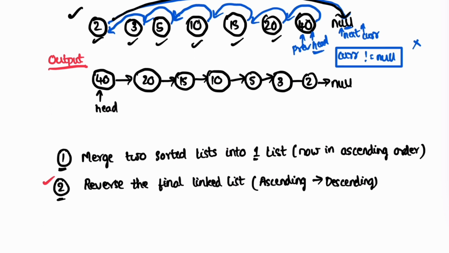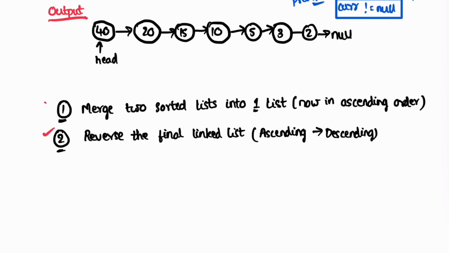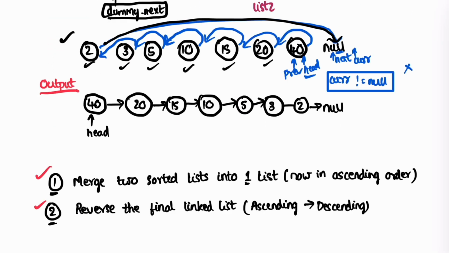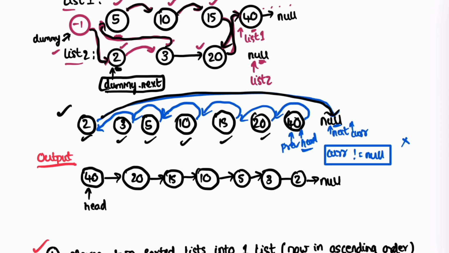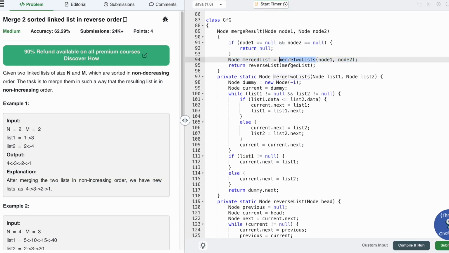So these are the two steps which we need to follow. First we need to merge the two lists into one. We'll get a single list which is sorted in ascending order. And now we have to reverse the linked list to make the ascending list descending. Now let's implement this in a Java program. First I'm implementing the merge two lists function and storing the single list in the merged list, and then I'm implementing the reverse list function for which I'm passing the single list which is in ascending order.